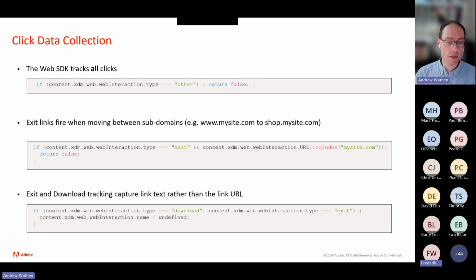Adobe's recommended way of doing that is to set the web interaction name property to undefined. So slightly different to the other ones, we're not returning false. What we're going to do here is, if it's a download link or an exit link, we are going to set that to undefined. What that does is it effectively deletes the link text from the object, and the fallback behavior of the Web SDK is then to use the URL instead. So that's a way to get the URL in the correct download and exit link reports.